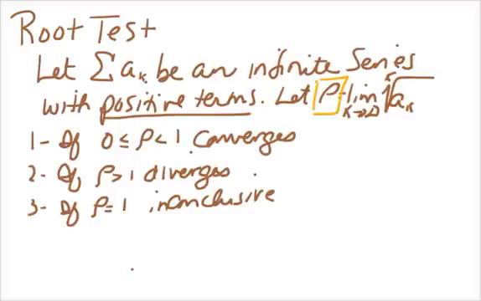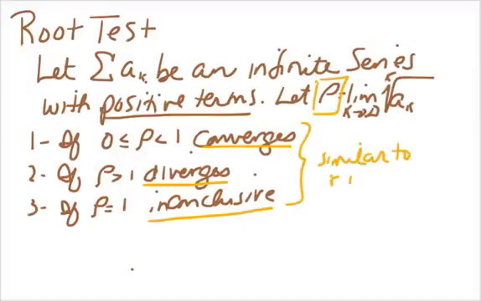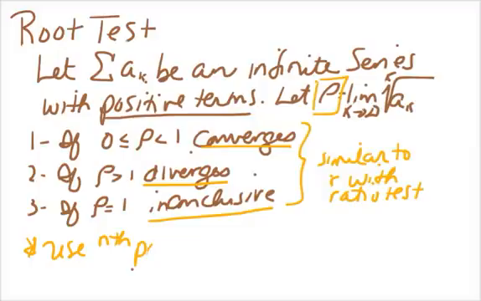By the convergence test, if rho is greater than or equal to 0 but less than 1, it converges. If rho is greater than 1, it's going to diverge, and if it equals 1, it's inconclusive. So this is similar to R with the ratio test. And we're going to use it when we have the nth power involved in the a_k terms.